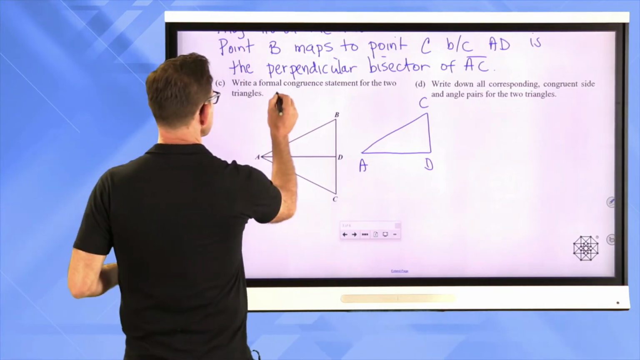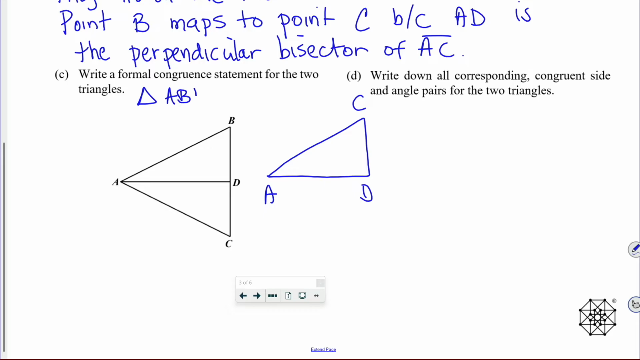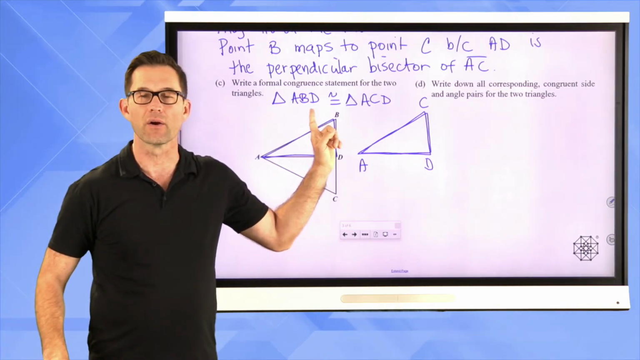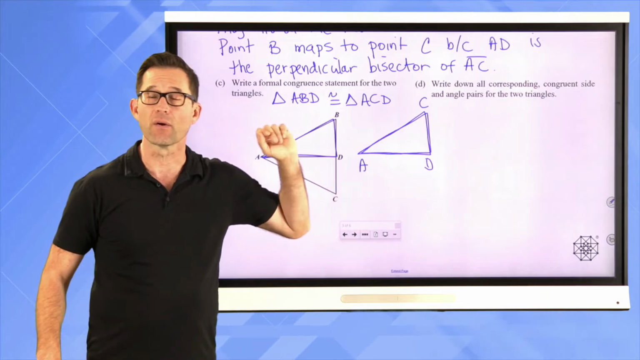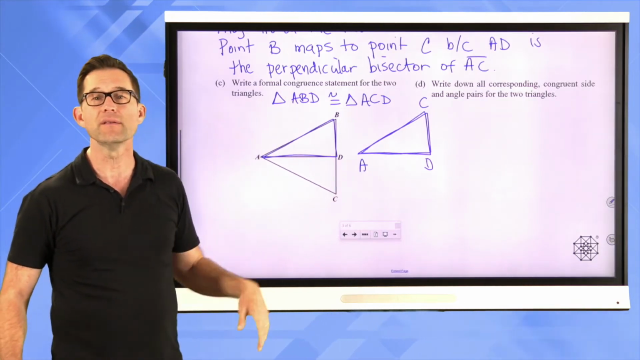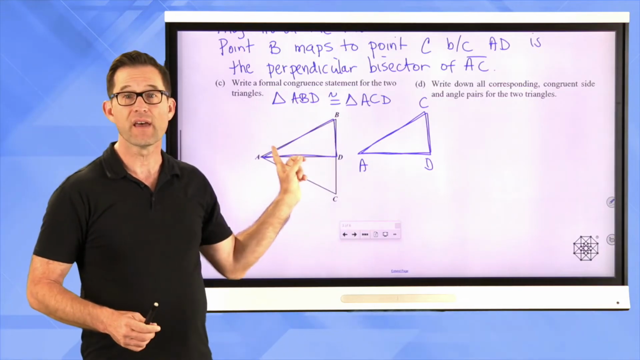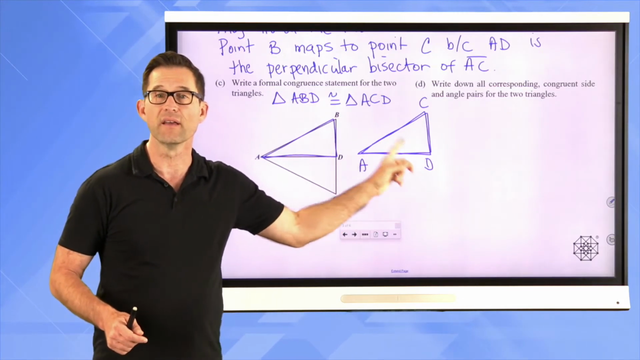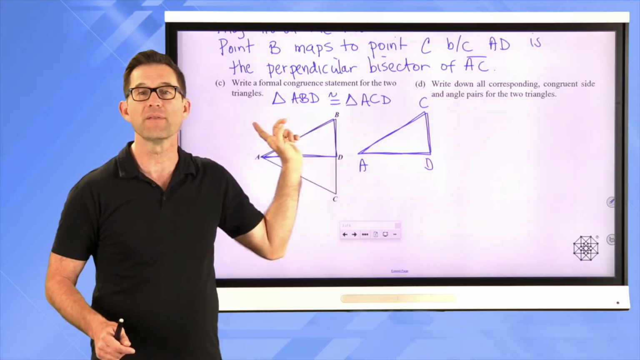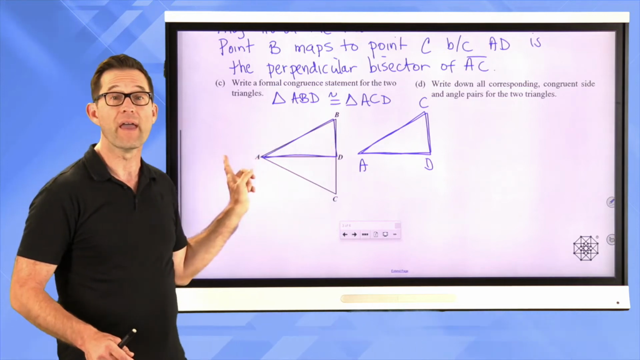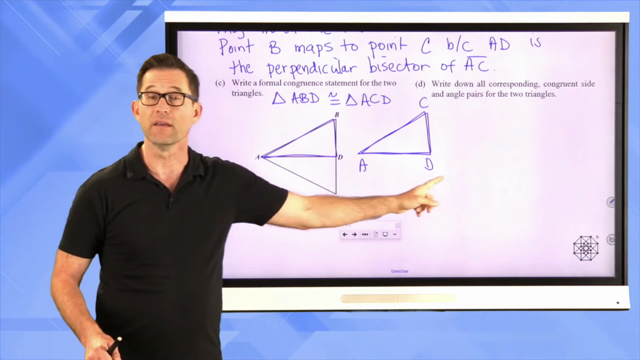So what I need to say is that triangle ABD is congruent to triangle ACD, right? ABD is congruent to ACD. I need to make sure that the order of the vertices here corresponds to the order of vertices here. I can't just throw them down in any order. I can't say triangle ABD is congruent to triangle CAD. No, right? This A corresponds to that A, this D corresponds to that D, and this B corresponds to that C. They have to be in the same place. Now, I could have said triangle BAD is congruent to triangle CAD. That would be okay.